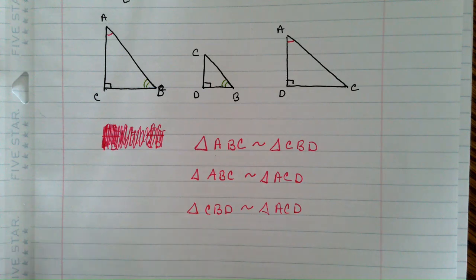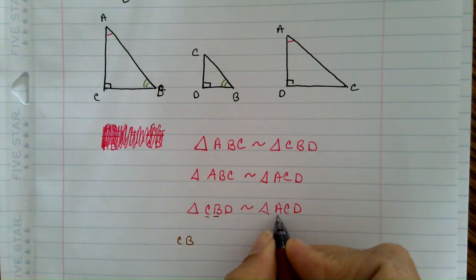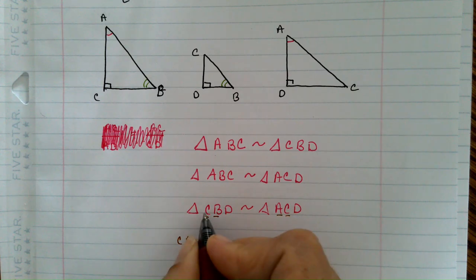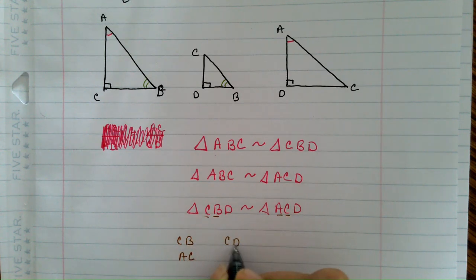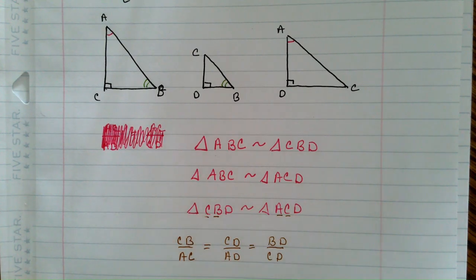So let's write those similar statements. Let's look at the three segments. We have segment CB compared to AC, CD would be similar to AD, and BD would be similar to CD. And so therefore the ratios would be congruent.